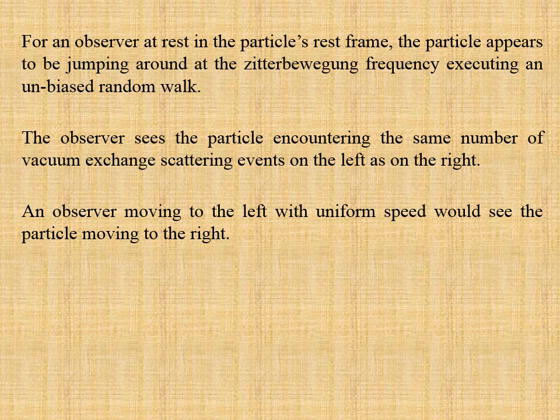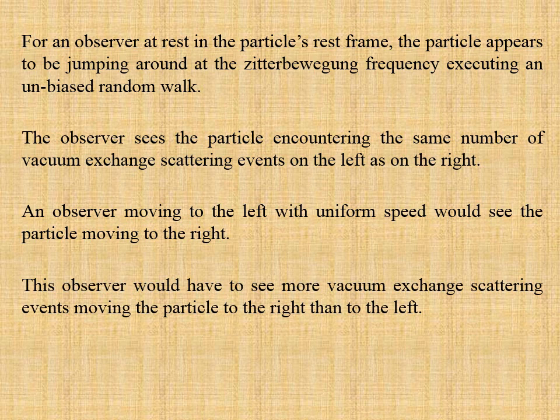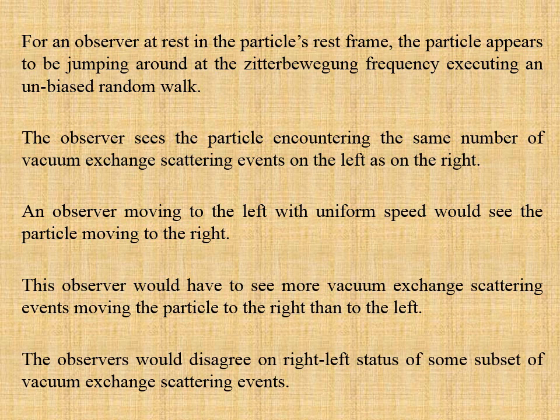An observer moving to the left with uniform speed would see the particle moving to the right. This observer would have to see more vacuum exchange scattering events moving the particle to the right than to the left to account for the particle's motion. Thus, the two observers would disagree on the right-left status of some subset of vacuum exchange scattering events.